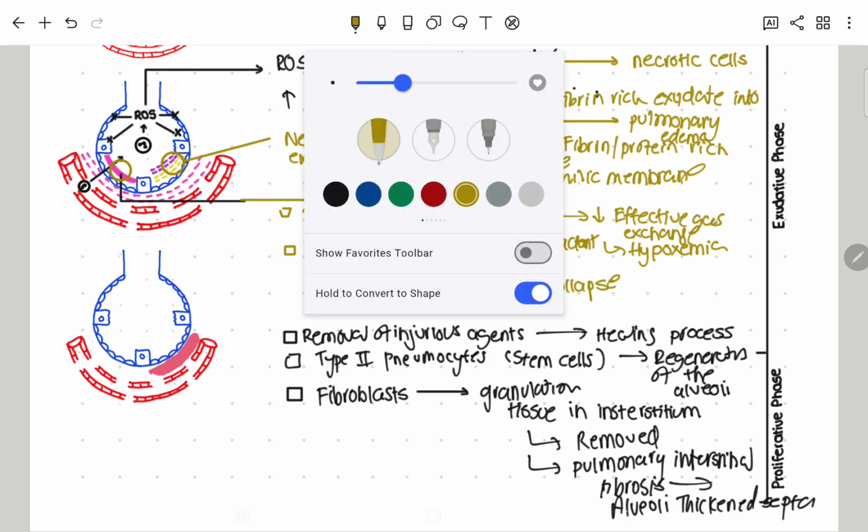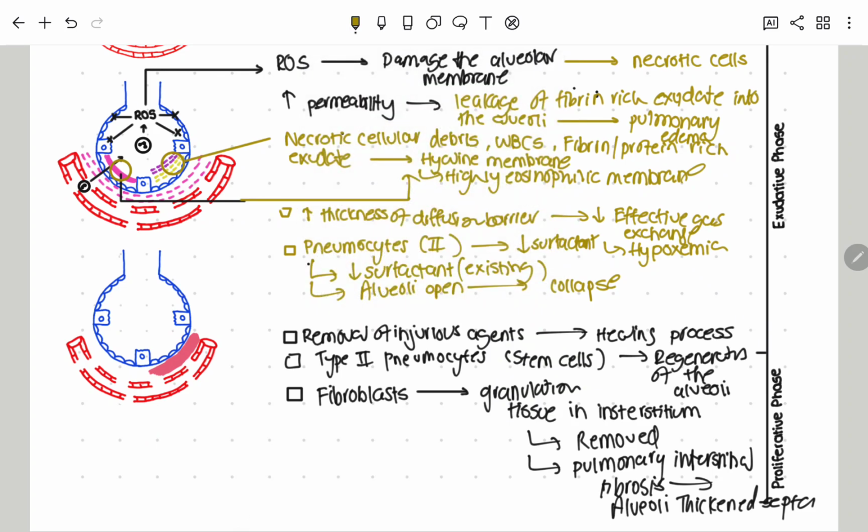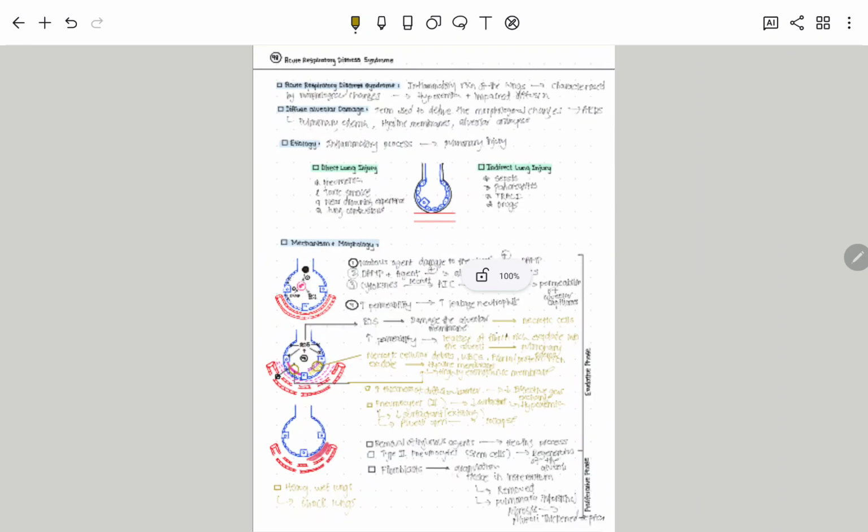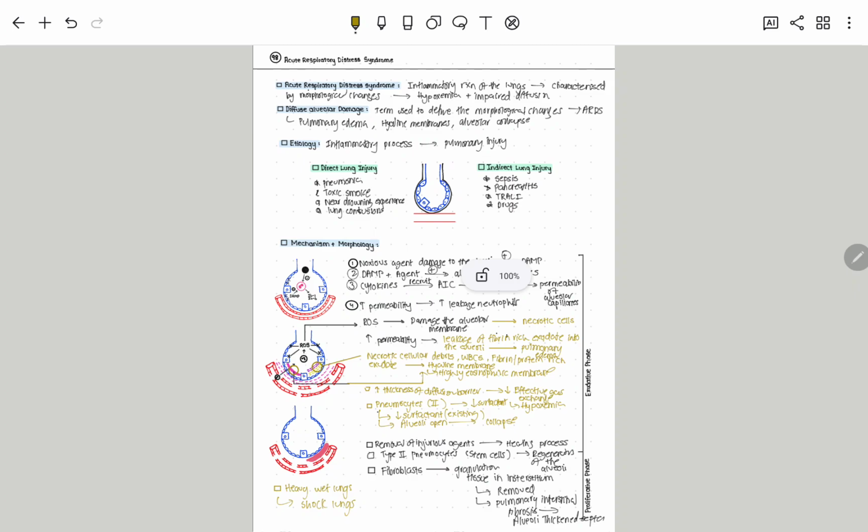And just overall, now we looked at the morphological changes that are taking place at the level of the alveoli, but how do the lungs look in this case? Of course, when you have pulmonary edema, you'd imagine you have heavy wet lungs, and the description that is given to these heavy wet lungs when they are damaged and when there's underlying acute respiratory distress syndrome taking place is shock lungs. And so that should be everything for acute respiratory distress syndrome.